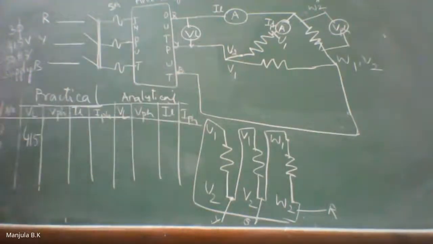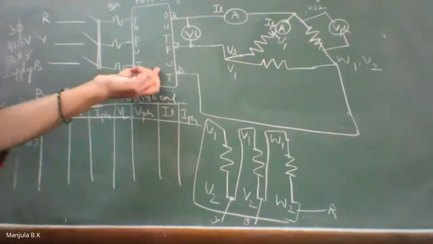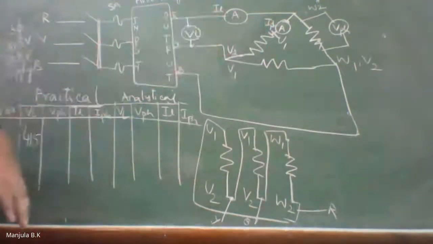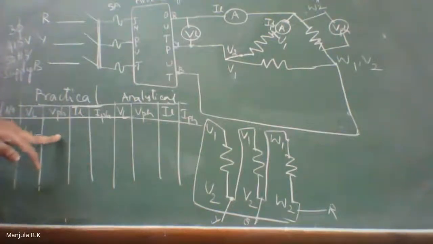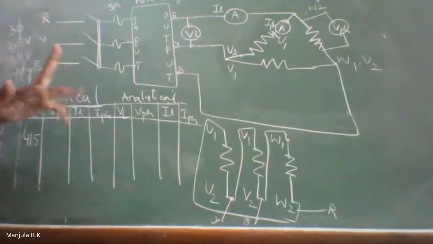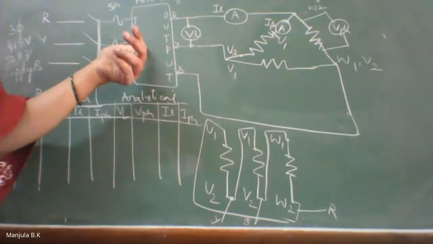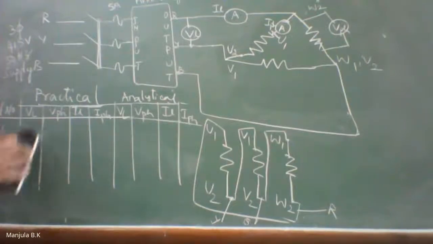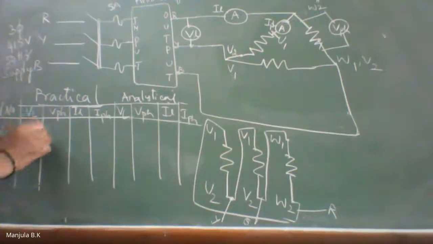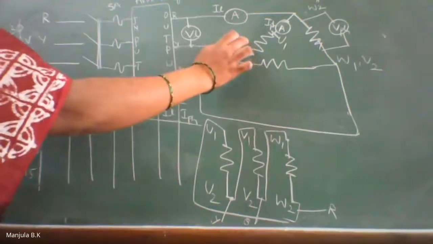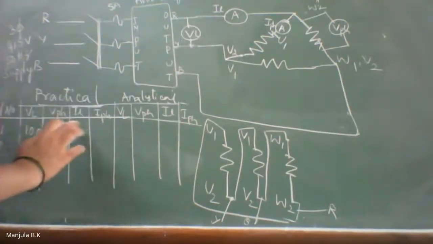Same kind of measurements we will use, that is applying the voltage as 415, and the load can be set with different loads, and we can have different values of VPH, IL and IPH. That is one of the ways. And the second way is to vary the input. The supply can be given with 100 volts, or 200 volts, or 415 volts. So there can be different inputs, keeping the load constant. So we will be getting different readings for all this.